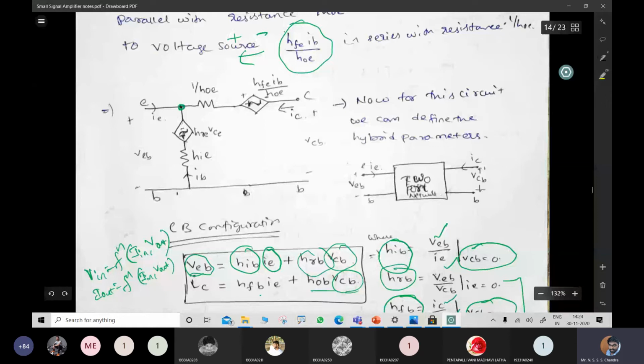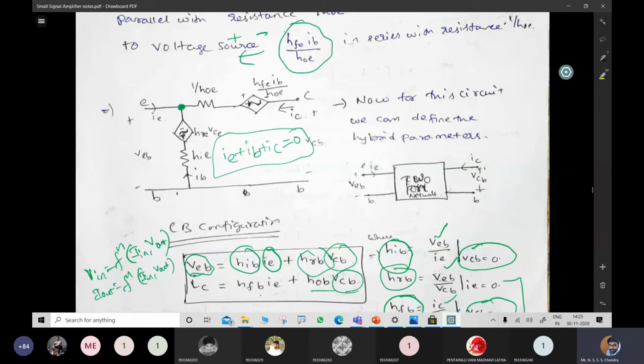So at this terminal E, what are the incoming currents? Please respond. IE, IC, IB. So all the currents are incoming. Are there any outgoing currents? No. So what does the KCL equation say? Sum of the incoming currents is equal to sum of the outgoing currents. So sum of the incoming currents, IE plus IB plus IC, is equal to outgoing currents. Outgoing currents are 0. So this is the KCL equation that you are going to write.